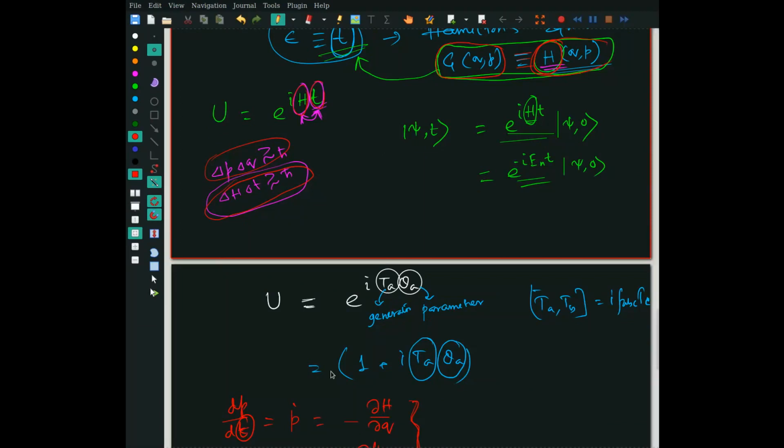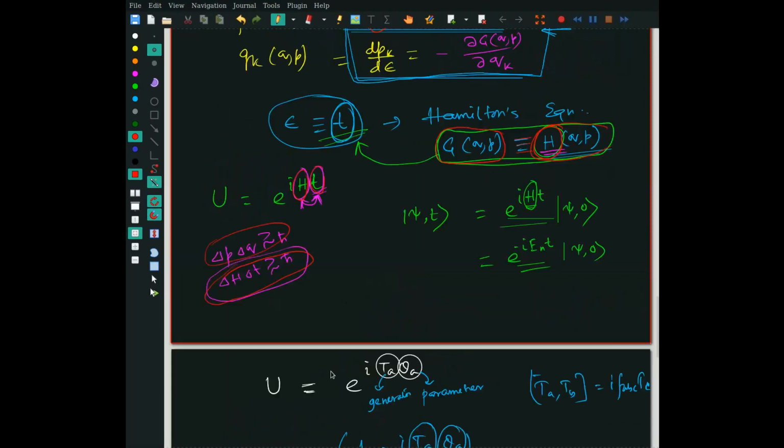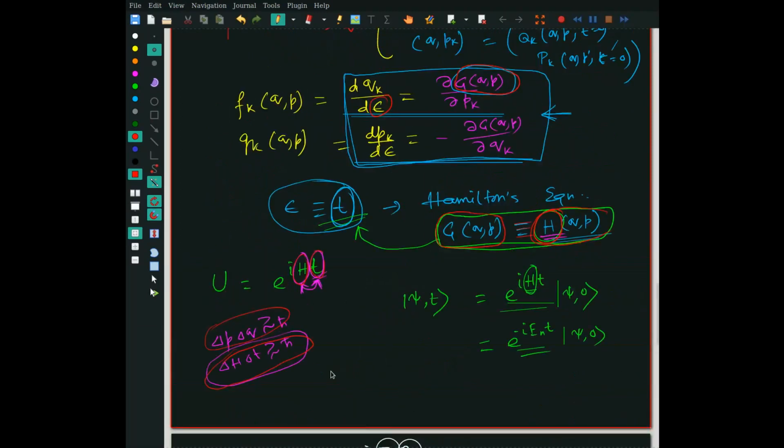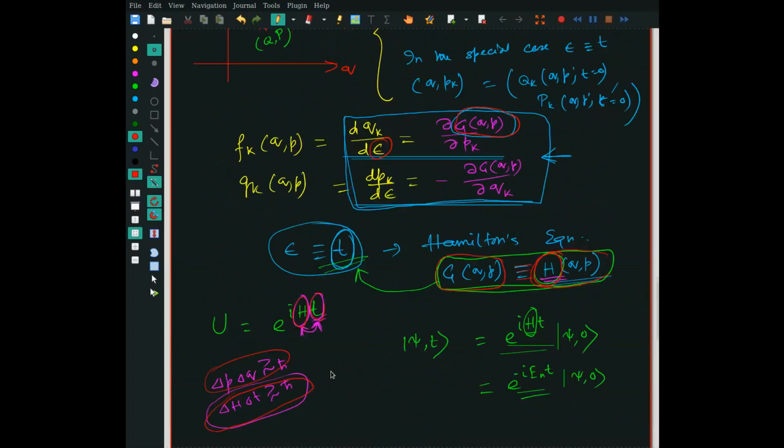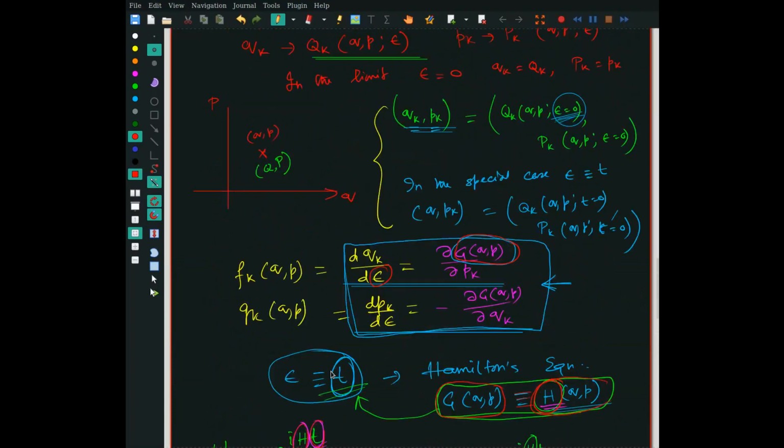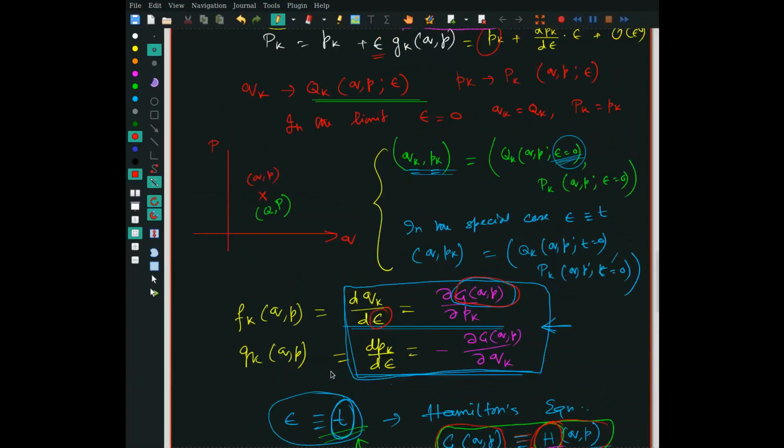Yes, sir. If we define capital G as a function of Q, P, and time itself, then how will this epsilon evolution work? That will become obviously complicated, and there would be no straightforward implication for that. You cannot connect to physics with that. And that's why we only talk about restricted canonical transformations.